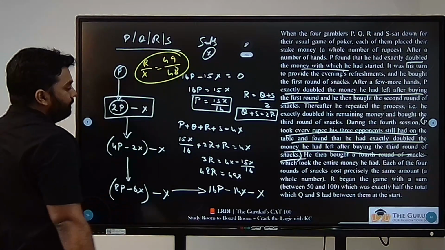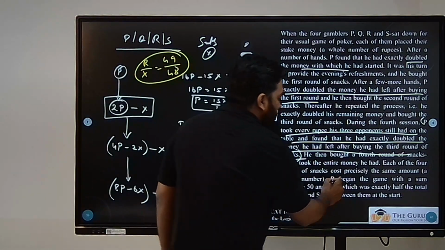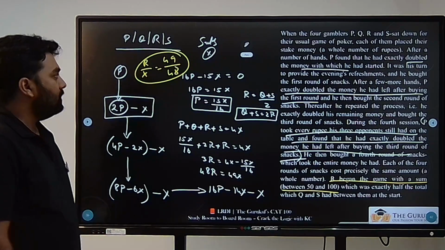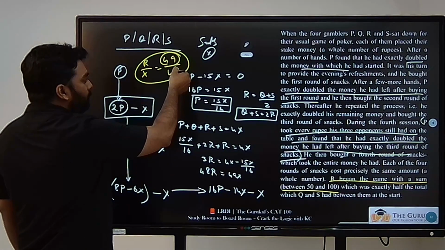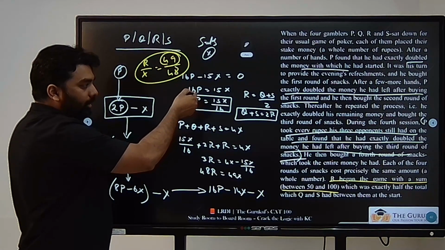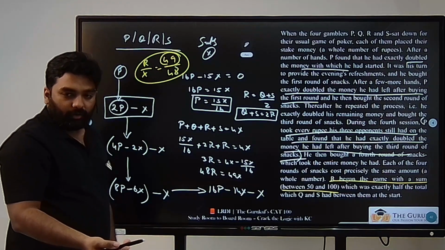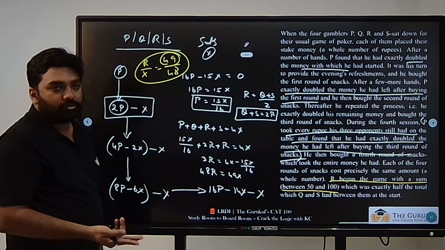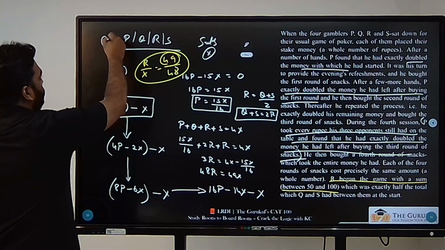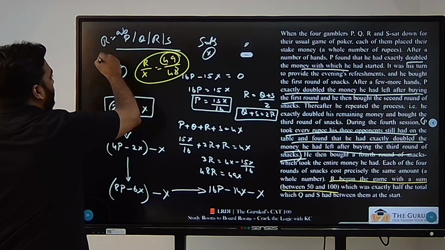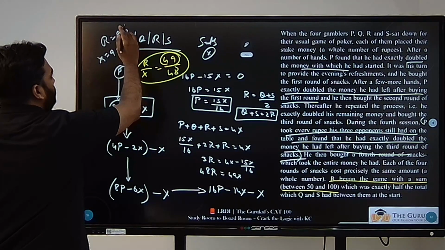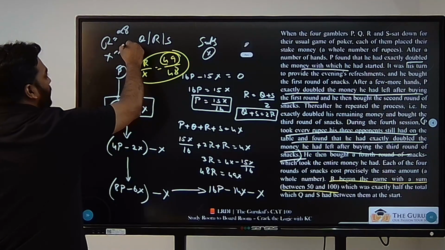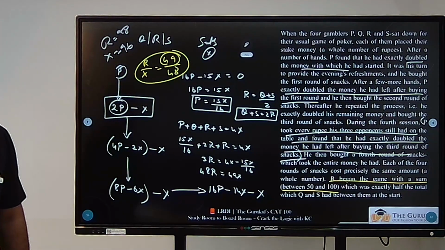And he already told us R began the game with a sum between 50 and 100 rupees. We got R by X equal to 49 by 48. And that R value is between 50 and 100, which means there might have been a into 2 which got cancelled because the denominator is also into 2. So R value is equal to 98 and X value is equal to 96.